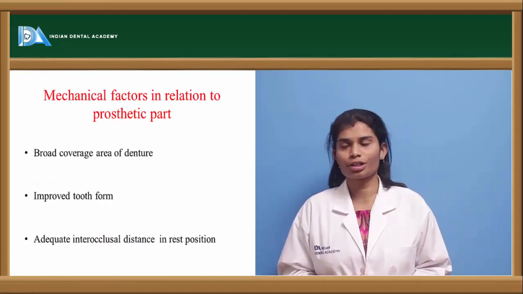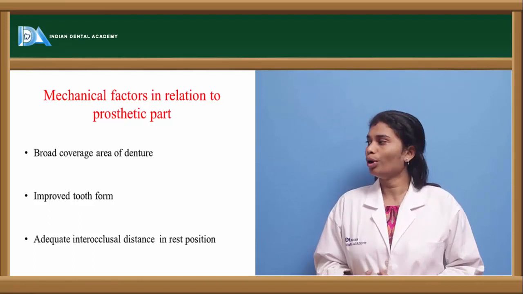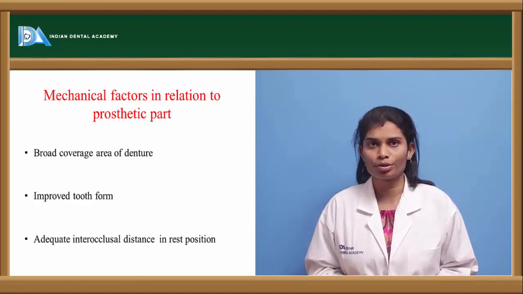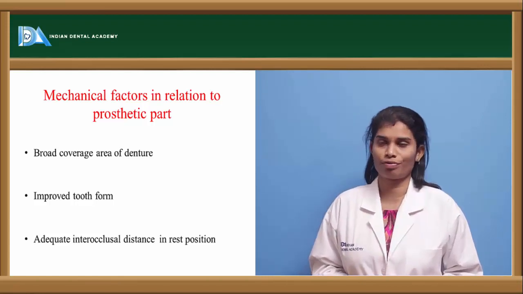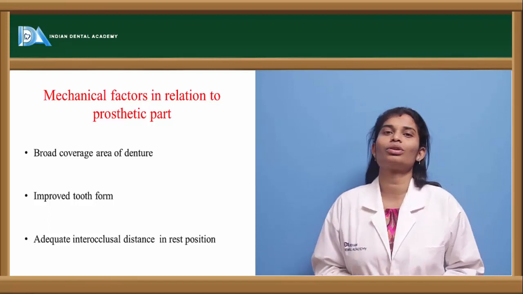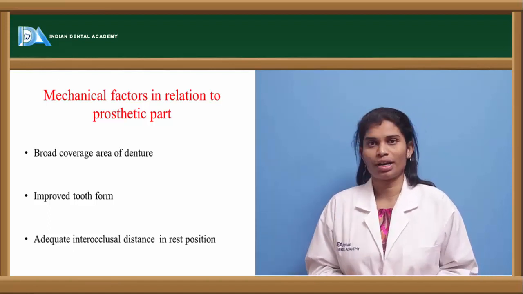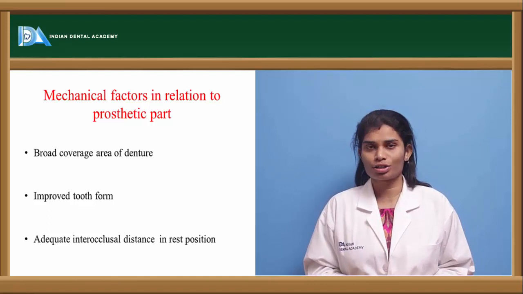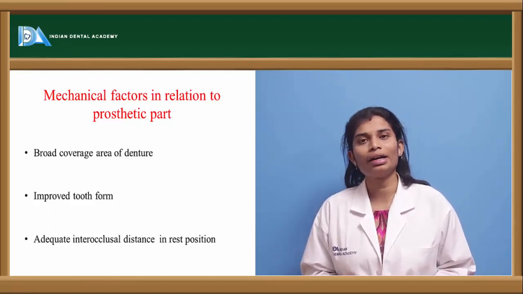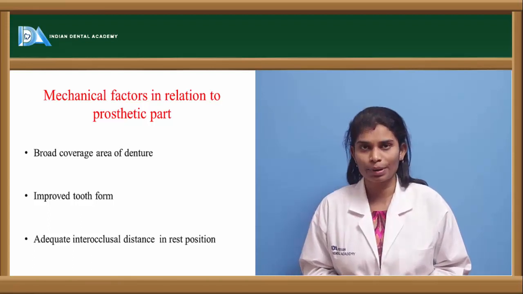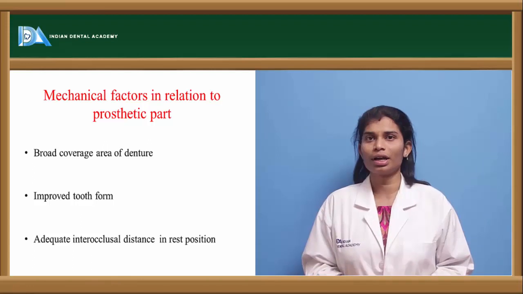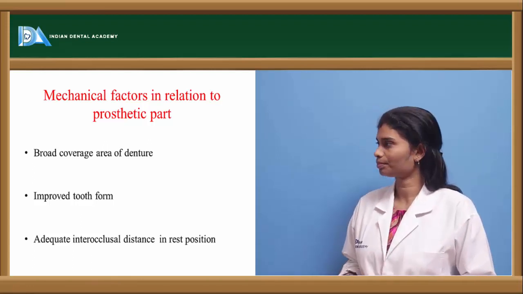Mechanical factors in relation to the prosthetic part. A broader coverage area of the denture is a must for proper distribution of forces, along with improved tooth form and adequate interocclusal distance in rest position. If there is less interocclusal distance in rest position, the muscles will be very active and there will be continuous forces applied on the denture base, leading to reduced oxygen tension and increased resorption.